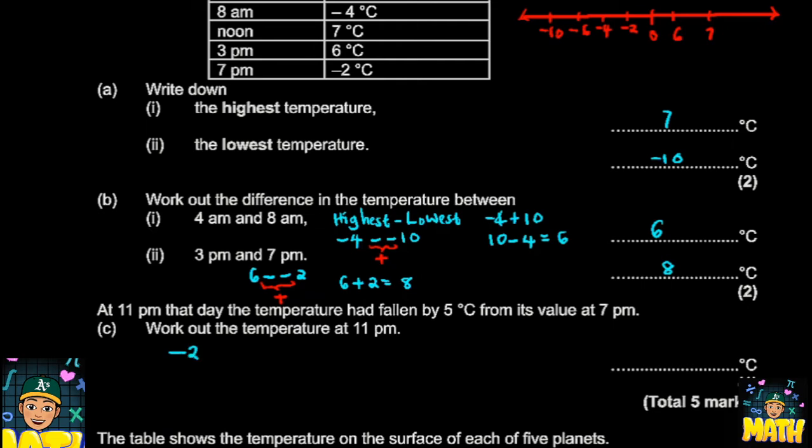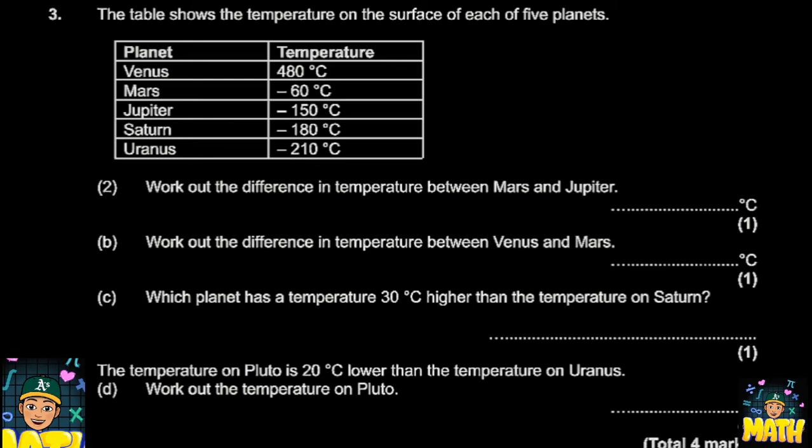So we take note of the temperature at 7, which is -2. Falling means subtract. So we get -7 as our answer. So when you're subtracting these two numbers, it's like putting the 2 and 5 together to get 7, but your answer is negative. But in this question, we are given planets and different temperatures.